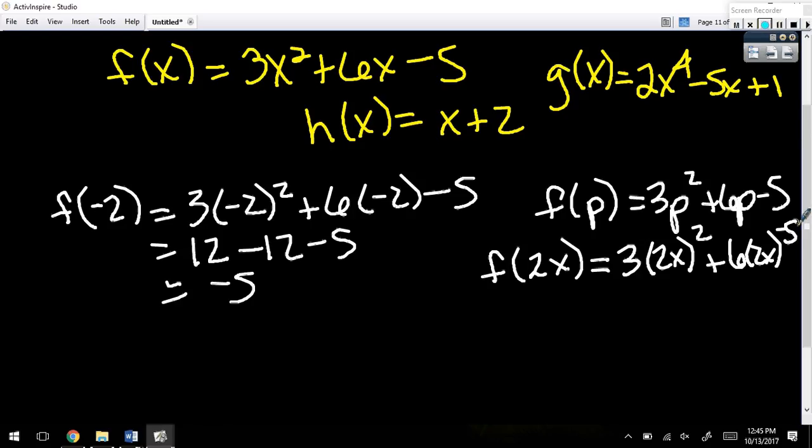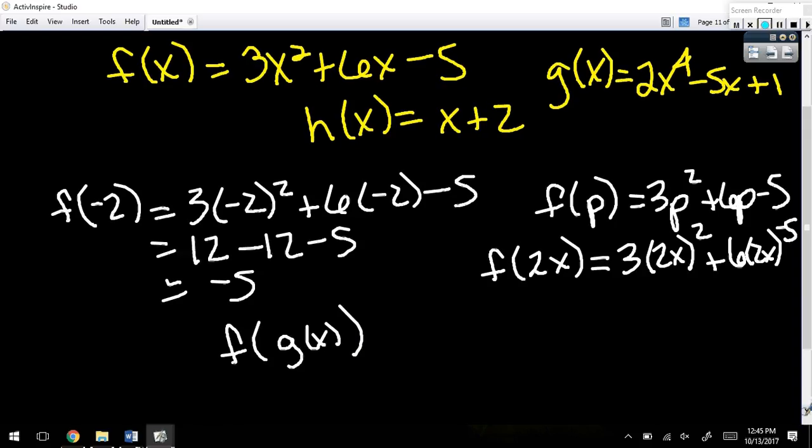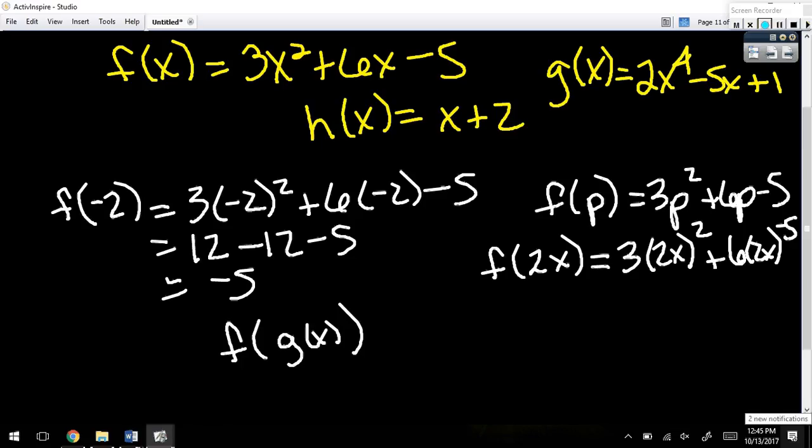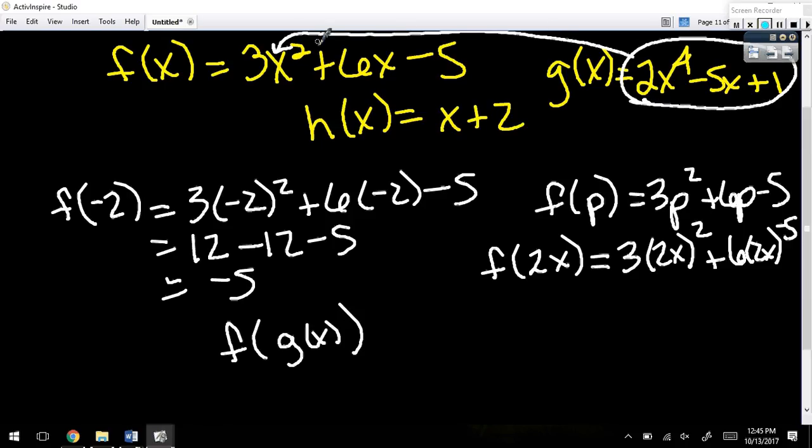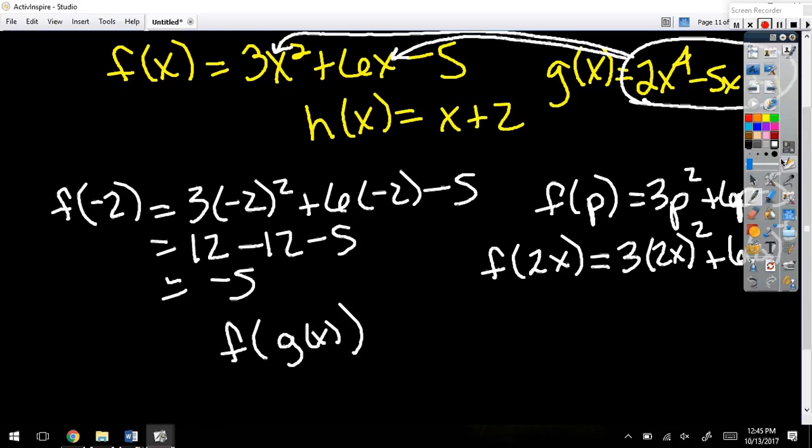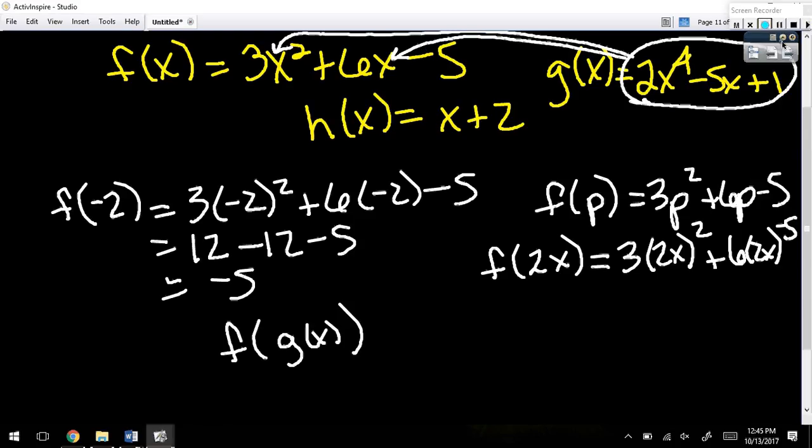So what if I asked you to find f of g of x? I would put g of x in for every x that I see here, right? That's going to be super long. The point is, and I'm not going to work that one out, but I am going to work out one with you in just a second. I meant to say f of h of x. Whatever is in the parentheses is what replaces your x.